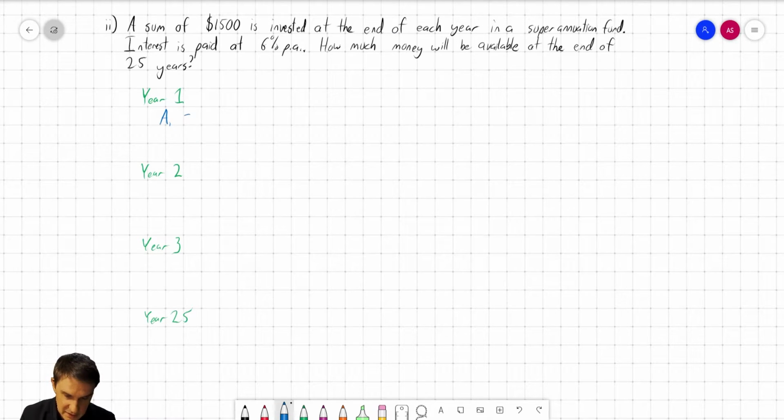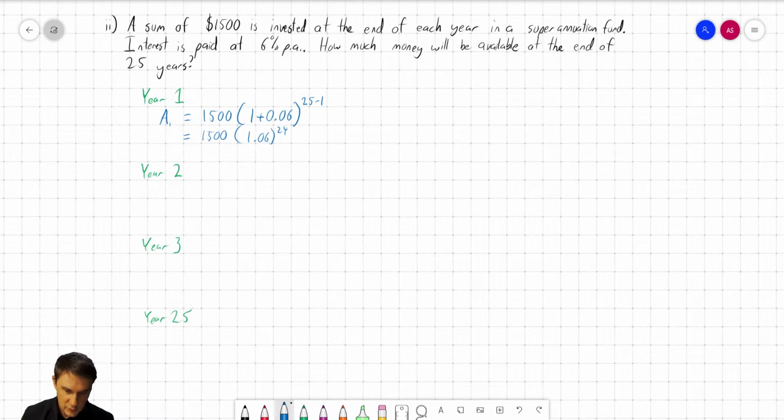So here, what that's going to be, for the first year, that's going to be 1,500, bracket 1 plus 0.06 being our interest rate. Now, the power of n here, in that first year, because it's only contributed at the end, that's actually going to be equal to 25 minus 1, okay? Because it's not earning interest in that first year. It's only earning interest for 24 years after that. So therefore, we can simplify this a little bit. We get 1.06 to the power of 24.